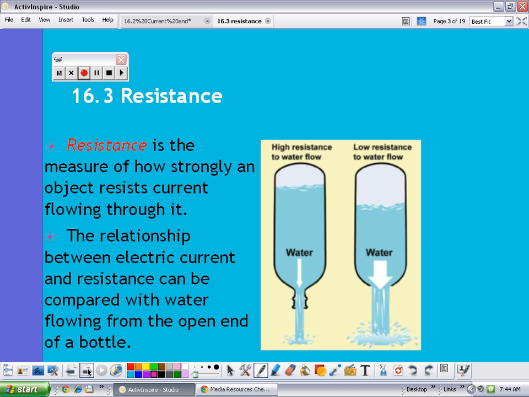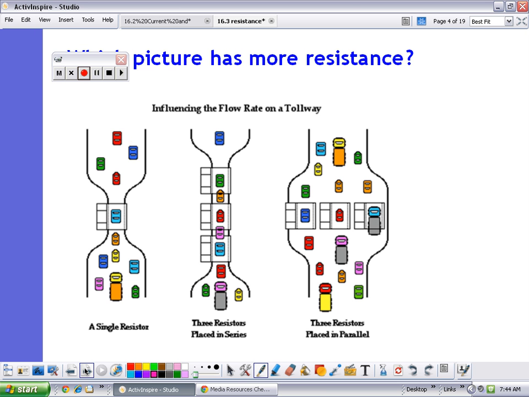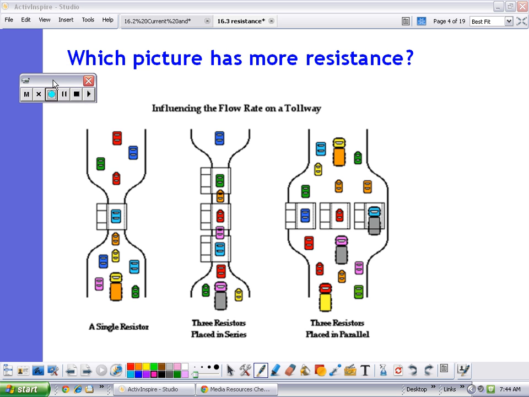The relationship between electric current and resistance can be compared with water flowing from the open end of a bottle. So if you have a high resistance to water flow, it's a narrower opening, so the water is not going to be able to pass through as fast as a low resistance to water flow. It's a wider opening, so more water is going to be able to pass through faster. When we look at some analogies to resistance, it says which pitcher has more resistance.